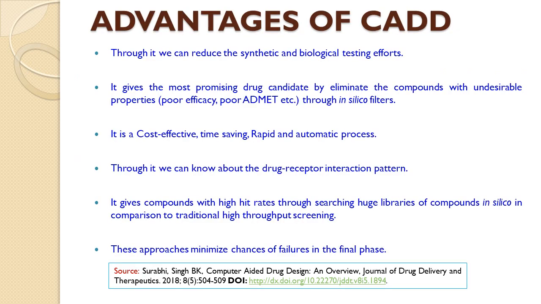Advantages of CADD. Through it, we can reduce the synthetic and biological testing efforts. It gives the most promising drug candidate by eliminating the compounds with undesirable properties through in silico filters. It is a cost-effective, time-saving, rapid and automatic process. Through it, we can know about the drug receptor interaction pattern. It gives compounds with high hit rates through searching huge libraries of compounds in silico in comparison to traditional high throughput screening. These approaches minimize chances of failure in the final phase.